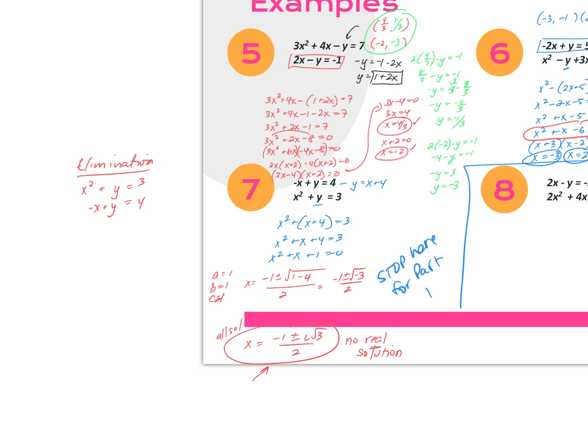So right now, if I added my columns, nothing would eliminate because there's no opposites. But if I did multiply, let's say, the bottom by -1, all of a sudden, I'm going to have positive x minus y equals -4. Cancel that out. And then I'm going to get x squared plus x. My plus y and my minus y cancel, and I get -1. So x squared plus x plus 1 equals 0.